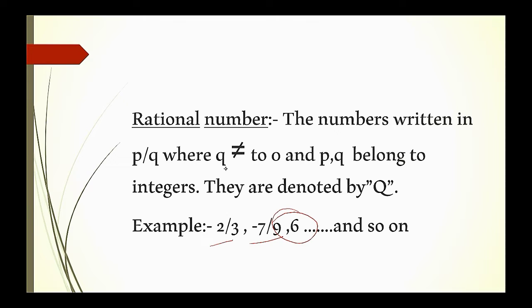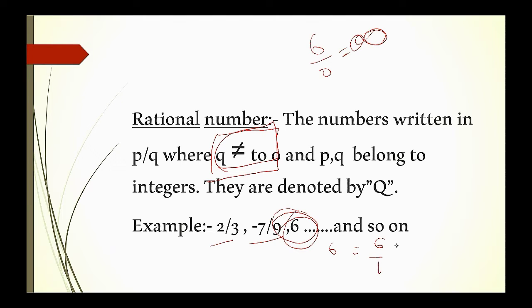Why is q not equal to 0? Q is not equal to 0 because when we write, suppose, 6 by 0, the answer is not defined. So therefore q is not equal to 0. Why did I write only 6? Because if the denominator is not mentioned, then the denominator is said to be 1. So 6 is also written as 6 by 1. So it is also a rational number.